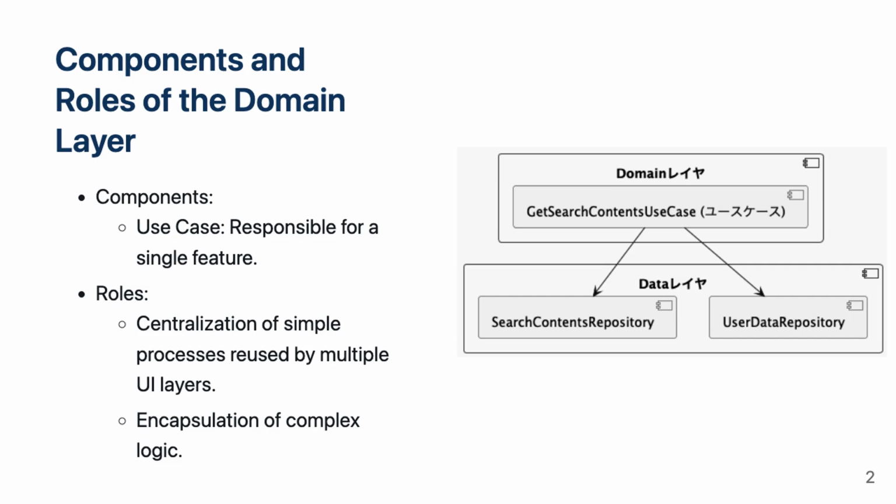Let's look at the components and roles of the domain layer. The domain layer mainly consists of use cases that handle single functions. These use cases can be combined and used as needed. The role of the domain layer is to commonize processing that is reused across multiple UI layers. In Now in Android, use cases are created for this purpose. Use cases are also added to encapsulate complex processing.